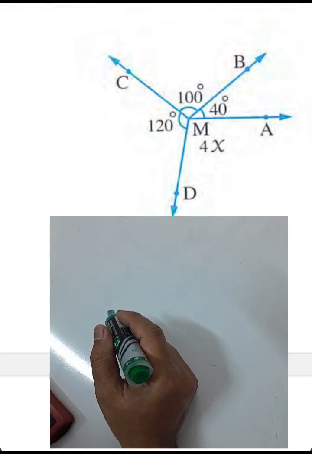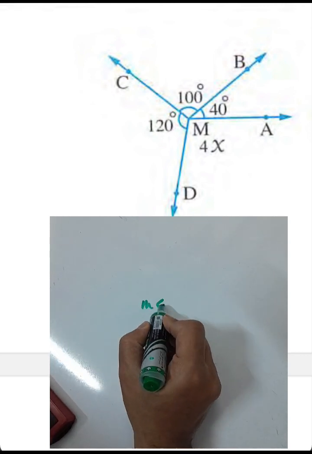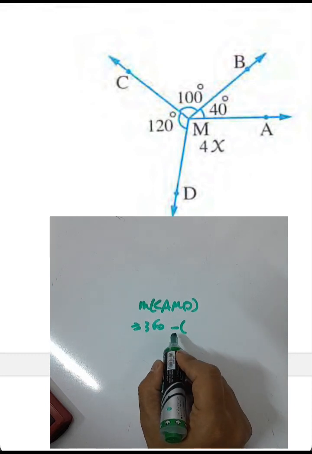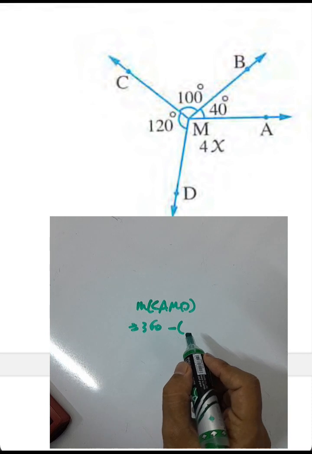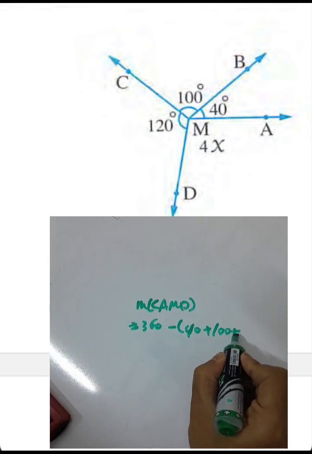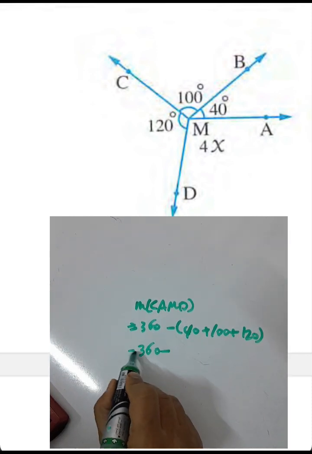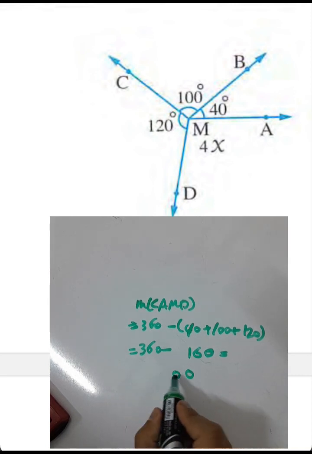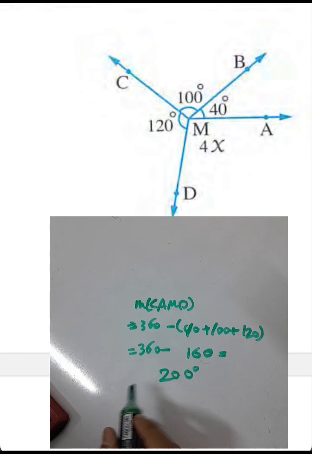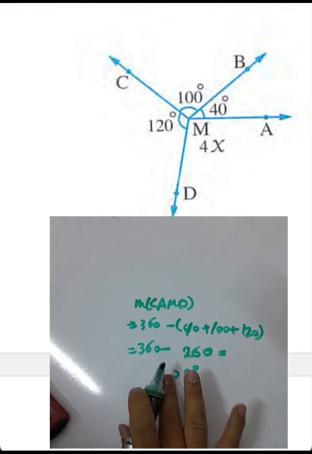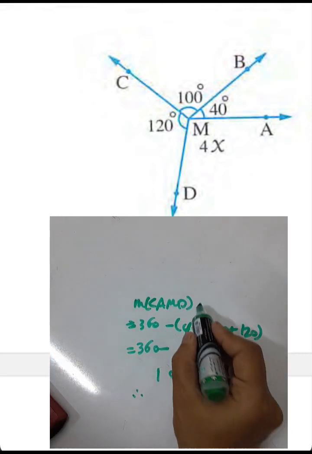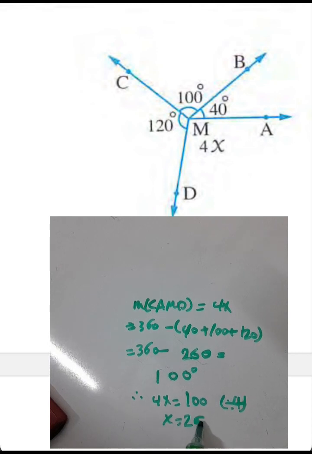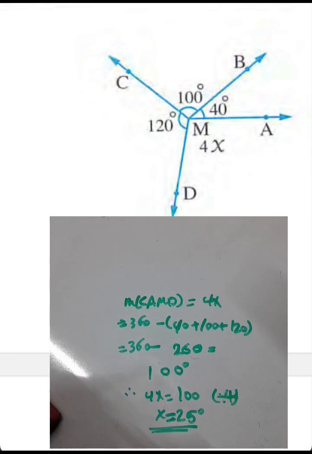AMD equals 360. Okay, we can write the measure of angle AMD equals 360 subtract all angles here. It will be what? We have 40 plus 100 plus 120. It will be 360 subtract 260. 6 minus 6 equals 0. It will be 100 degrees. Then the measure of this angle was 4x. Then 4x will be 100. We can divide by 4. Then x will be 25 degrees. The measure of this angle will be 25 degrees.